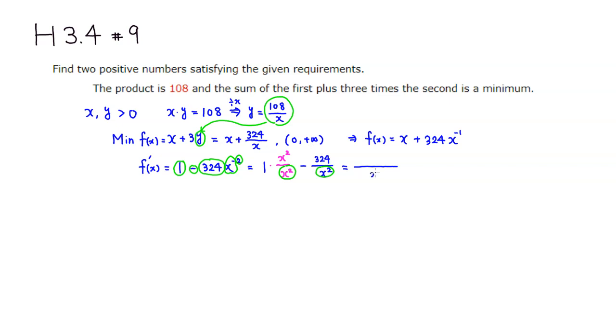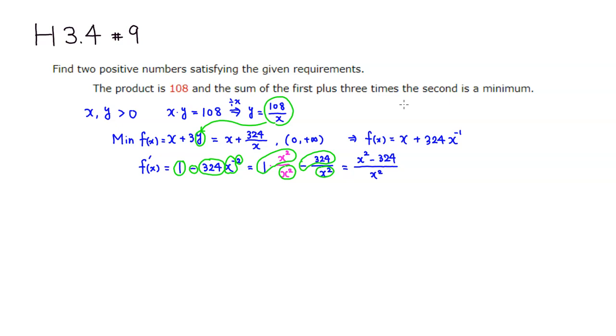So you have x squared, right? Then the first term is 1 times x squared, which is a long way of saying x squared, right? Then we have a negative sign, so minus 324. So we got that.